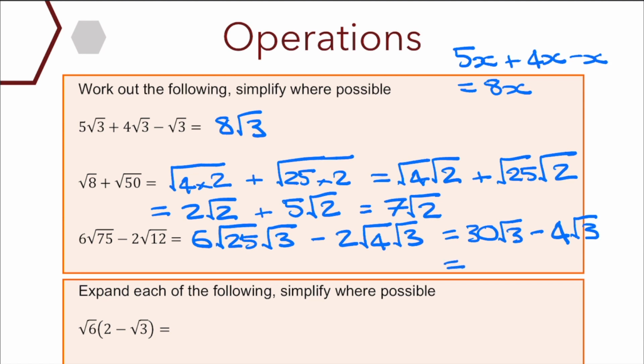Final answer then. We notice they're now like terms. We can collect them together. I've got 30 root 3's, but I'm going to take away 4 root 3's. That means I'm going to have 26 of them altogether.